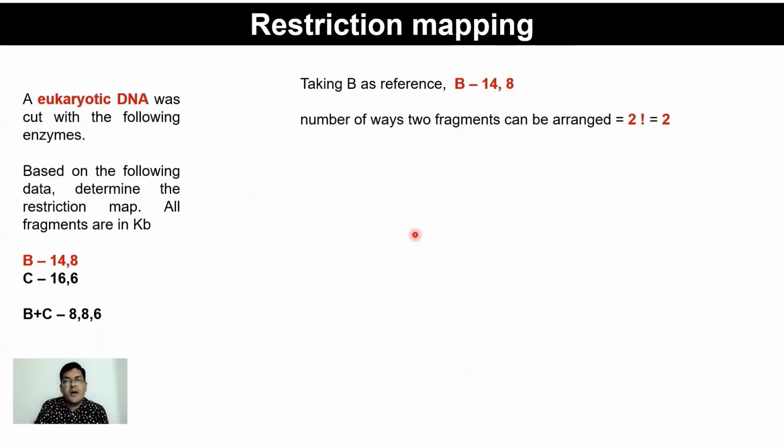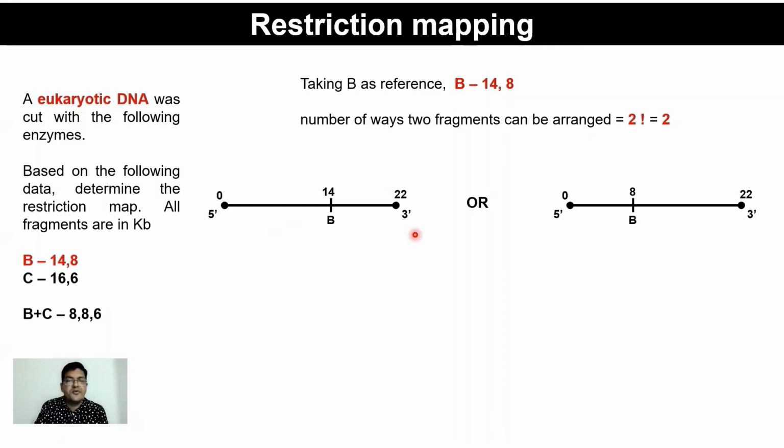So to make the map, we refer to the top strand of the DNA and do the labeling on the top strand. So here is the top strand of the DNA. This is the 5' end, this is the 3' end. And you can see the 5' end is marked as 0 or the starting point, and the 3' end is marked as the total length of the DNA that you have in hand. So in this case, this is a linear DNA of 22 kilobases. Right? There are two possible maps of B, and both are correct because in both cases, single digestion with B gives you an 8 kb fragment and a 14 kb fragment.